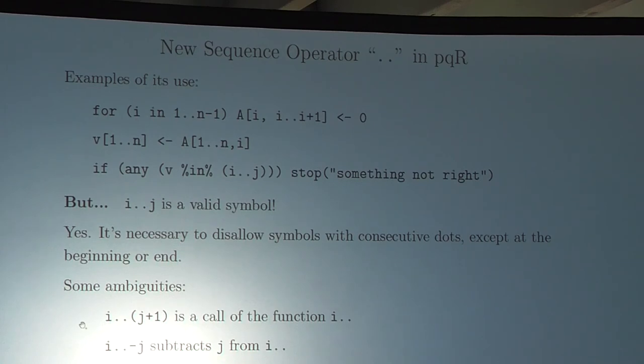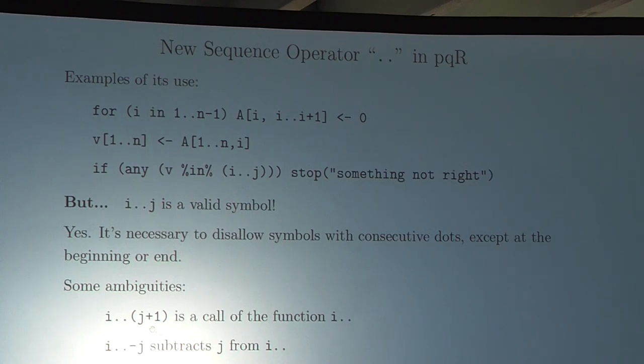There are some ambiguities. Of course, this is nothing new in R, as everyone who's written i<-1 without putting some spaces in the right place will realize. But the ambiguities are basically two. Something like i..j(plus 1) in parens is actually a call of a function called i.. and i..-j subtracts j from the variable i... Those are, I think, basically the only ambiguous situations. Of course, you can put spaces around the dot dot, and then it's not ambiguous, it will be a dot dot operator. The parentheses here are actually unnecessary also because of the precedence, but of course you might have written them.